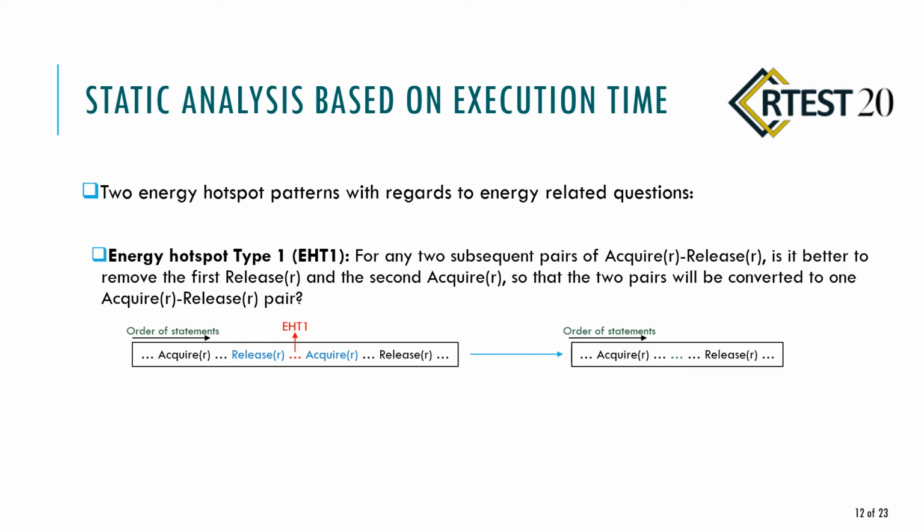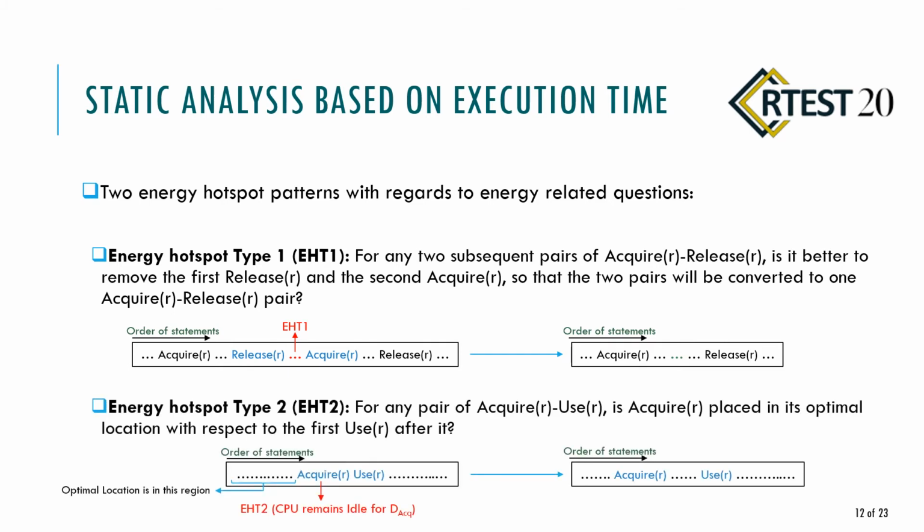If the answer to this question is yes, then we call the program segment between the first release and the subsequent acquire a program energy hotspot type 1, or EHT1. The reason that this segment uses more energy than necessary is that the first release and the second acquire consume E acquire plus E release, which is more than the additional energy that module R consumes if it remains active between them. This scenario usually happens when the piece of code between a release and its subsequent acquire, which is executed by CPU, is relatively short.